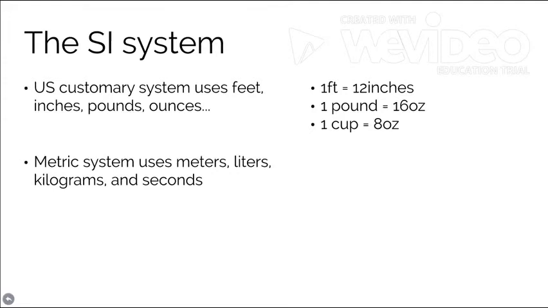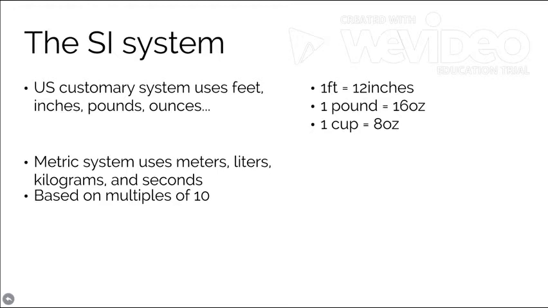So now the other way to look at this is the metric system. A lot of other countries use the metric system, and it uses different units for this as well. It uses meters for length, liters for volume, kilograms for mass, and seconds for time. And really, the beauty and what's so convenient about the metric system is that it is based on multiples of 10, so converting between different units is actually very easy.